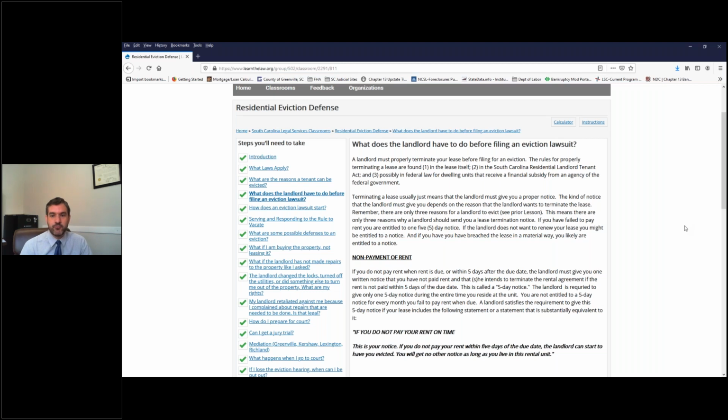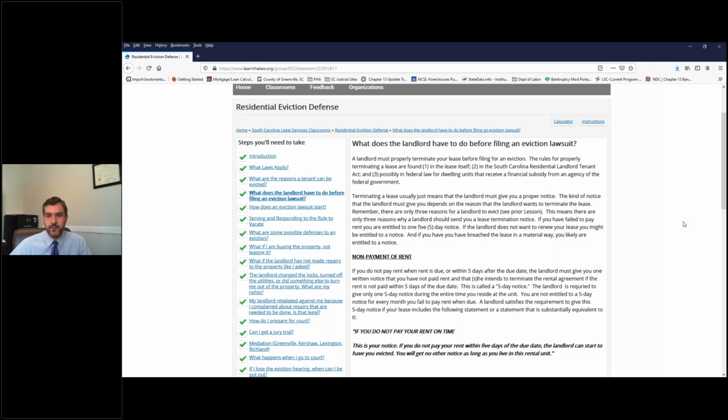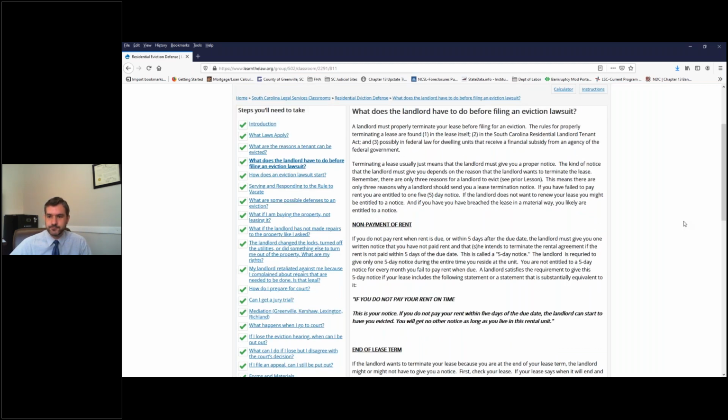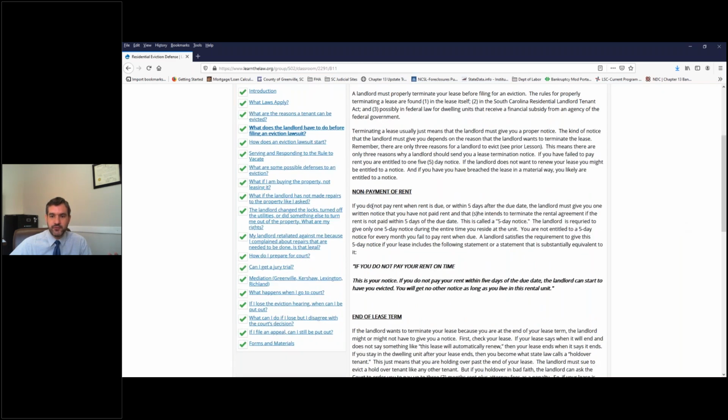So if you have failed to pay rent, the type of notice the landlord has to give you is one 5-day notice. That only has to be given one time during the entire time you're a tenant in the property, according to state law. And the non-payment of rent notice has to say something to the effect of this: if you do not pay rent within 5 days of the due date, the landlord can start to have you evicted and you'll get no other notice.